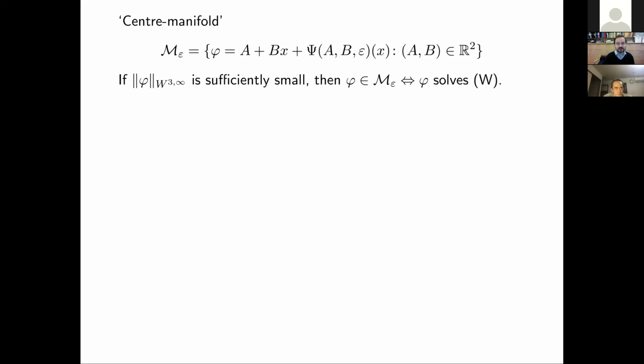We introduce this cutoff operator, and what is important is that if you have a solution which is sufficiently small in some Sobolev norm, where you need to control three derivatives in, let's say, the L infinity norm, so if the solution is bounded and sufficiently small, then this cutoff operator is actually the identity. This means that we actually get a solution to the original equation.